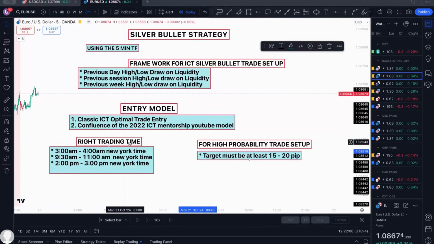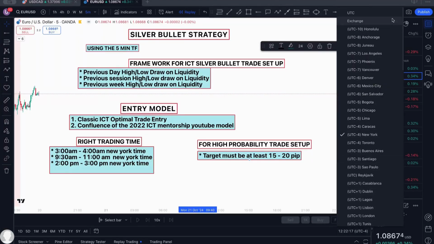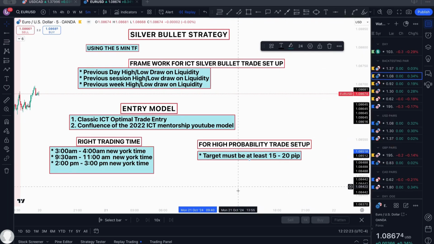Going back to our right timing, below on your screen, on your right hand side, you will see a timer counting down. If you tap on it, you will see different timings in UTC. You will look for New York session here and tap on New York session, which will change your whole timing on your chart to be set as if you are in New York.